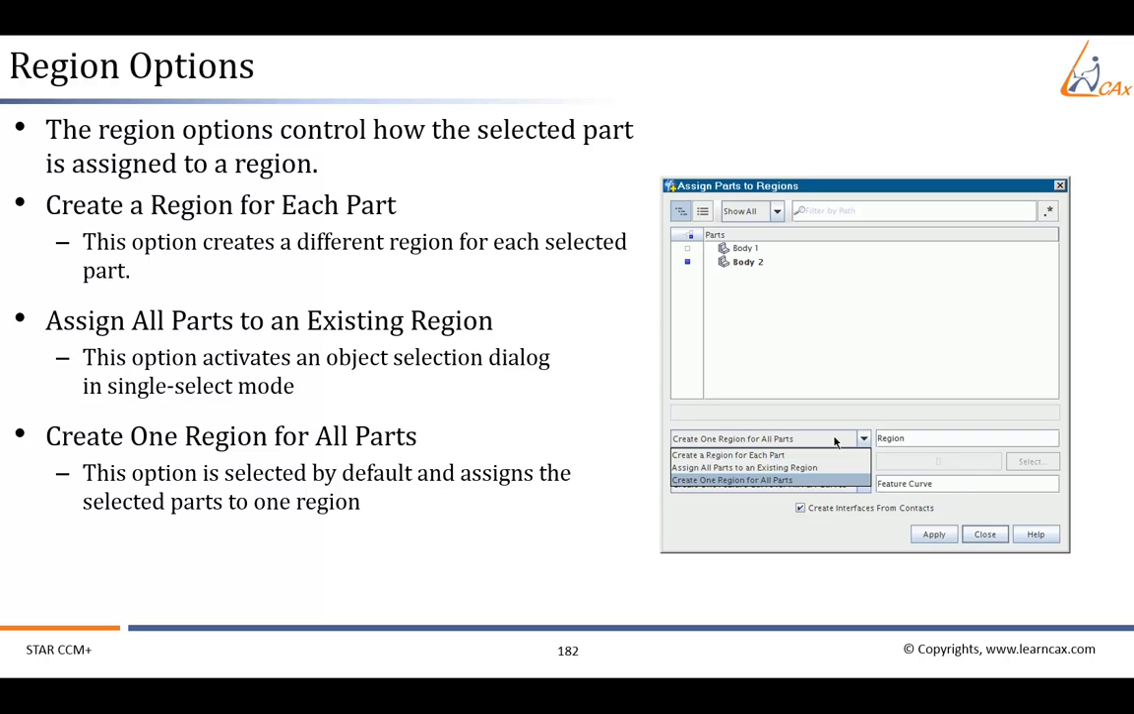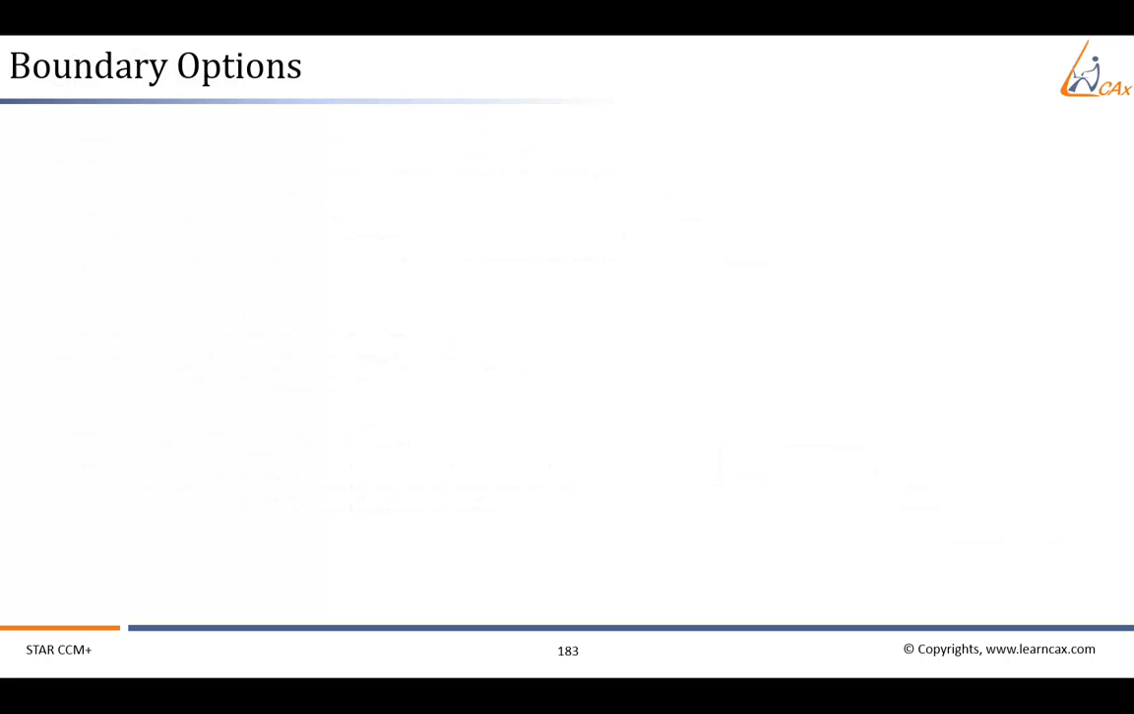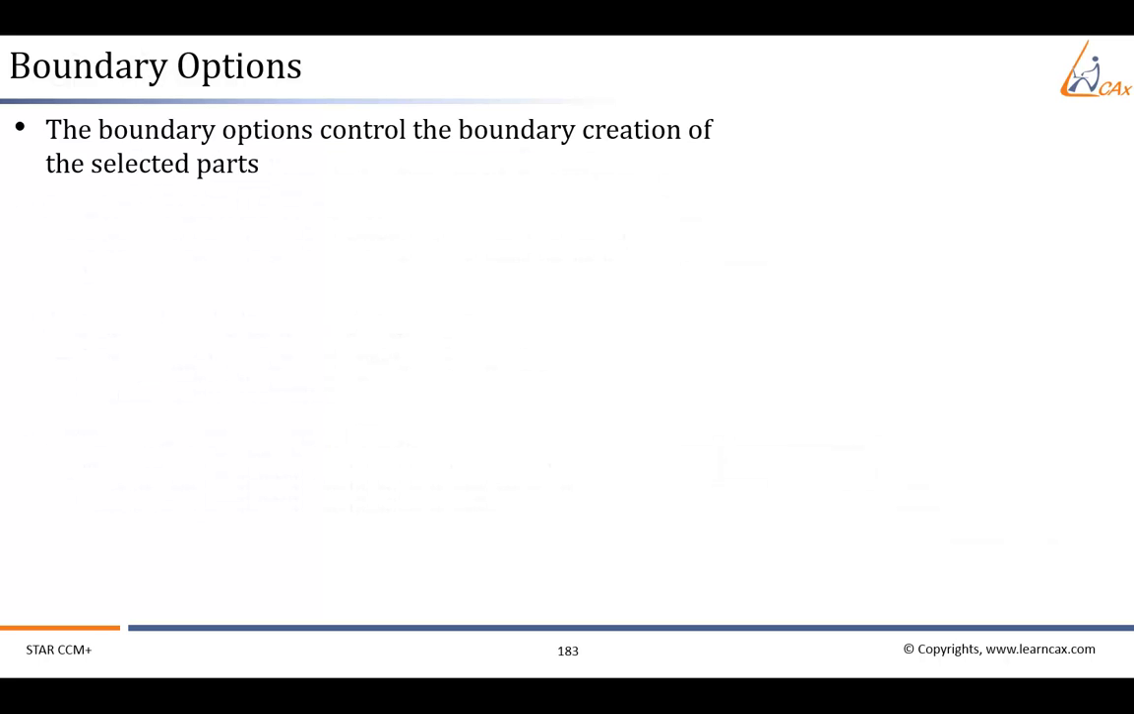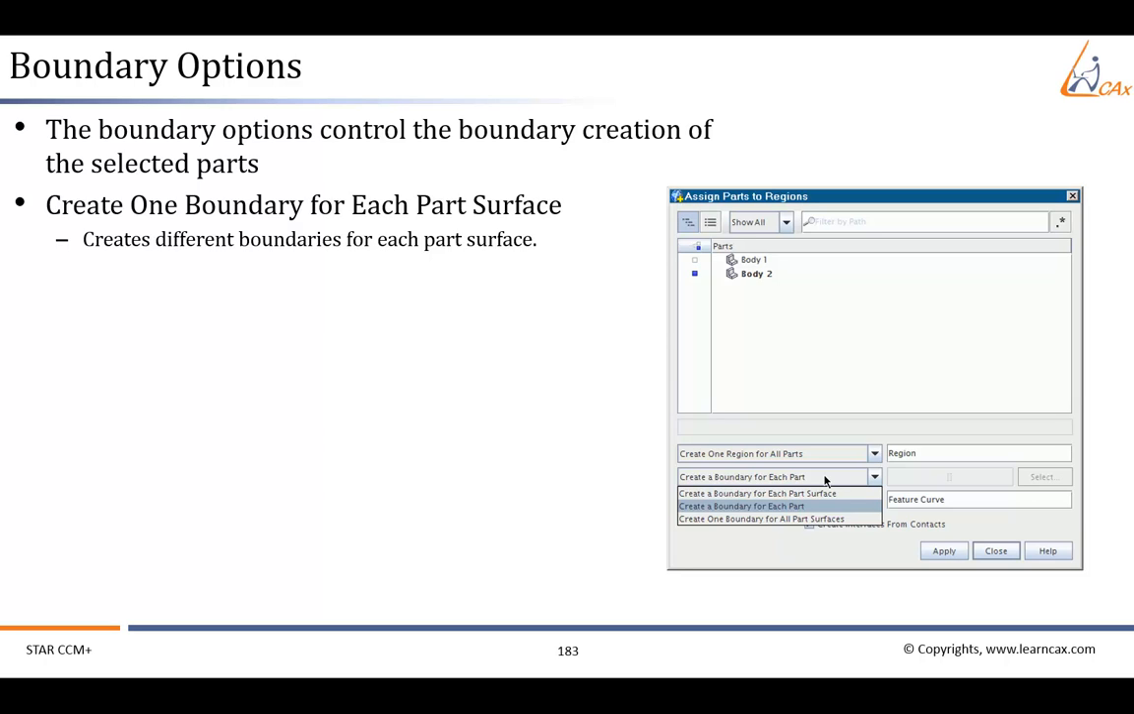Then there is the boundary option. The boundary options control the boundary creation of the selected parts. The available settings in this are: create one boundary for each part surface. This option creates different boundaries for each part surface.